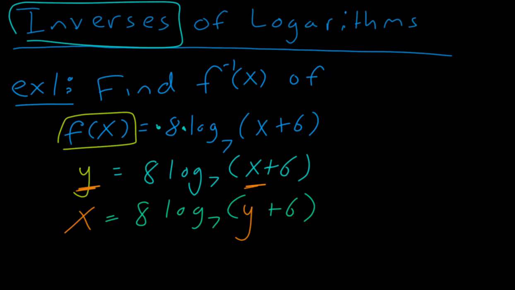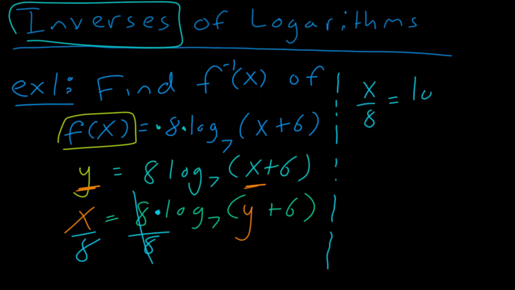And so we're going to get rid of that 8. We know that 8 is being multiplied, so we're going to divide both sides by 8, and that goes away. And what do we have here? Well, let's see. I'll just draw a dotted little line here. We can say we have x over 8 is equal to the log base 7 of y plus 6.